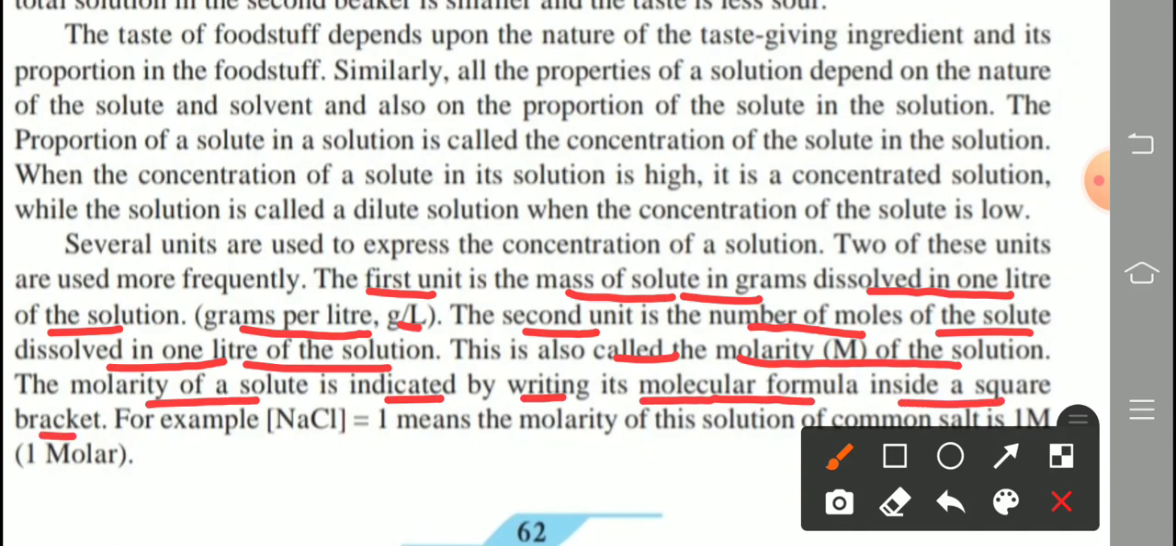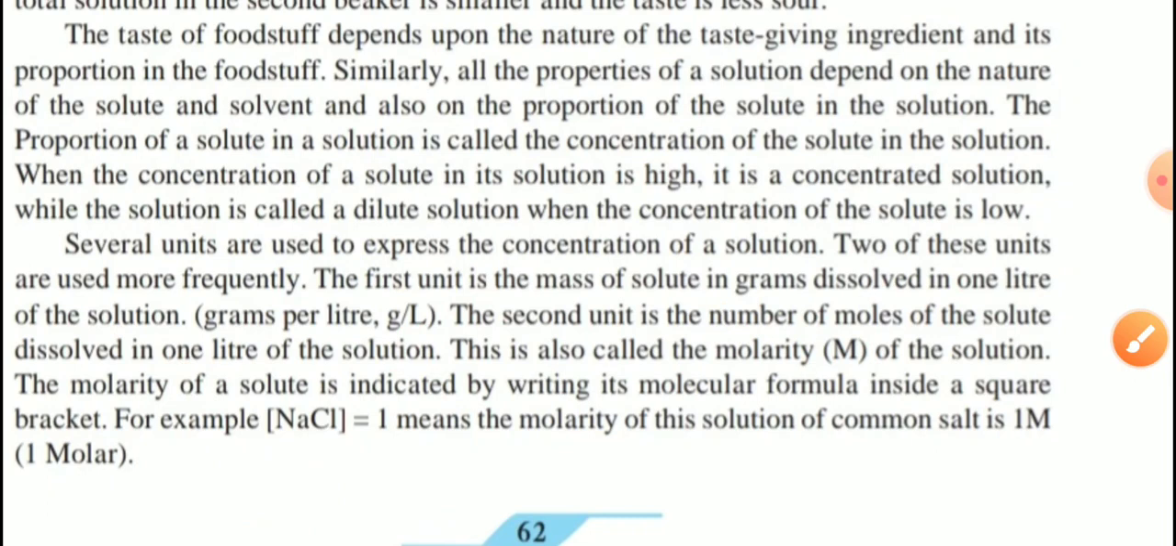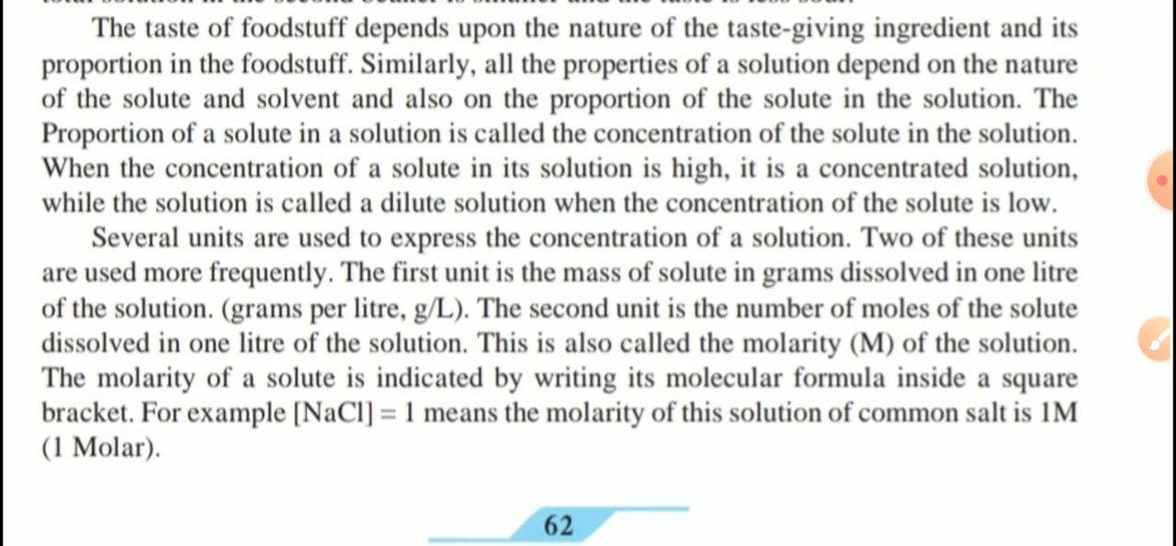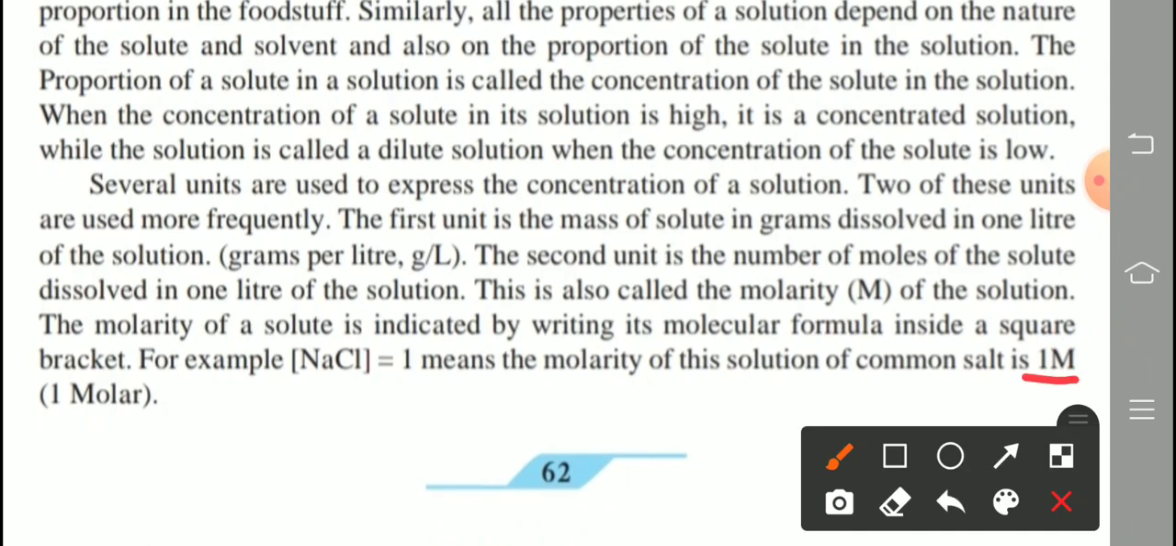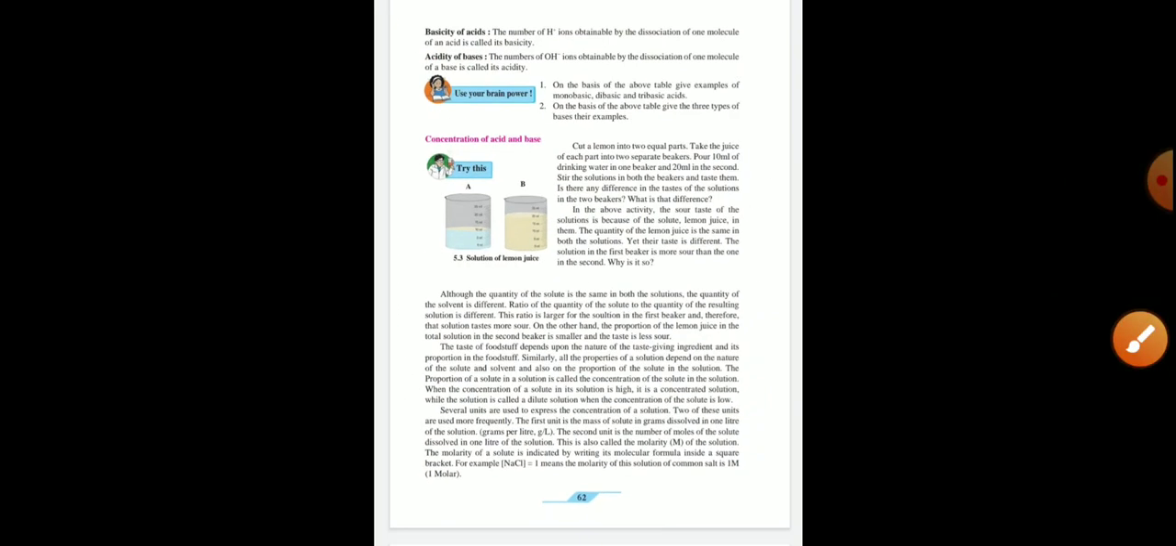How do we represent the molarity? For example, given here, NaCl. In square bracket, that NaCl is written. Why is that written in square bracket? Because the molarity of the substance is indicated in this square bracket only. That is equal to 1. So molarity of NaCl equal to 1 means what? The molarity of this solution of common salt is 1 molar. Capital M means what here? Check. Capital M means 1 molar. All are getting this first concept?